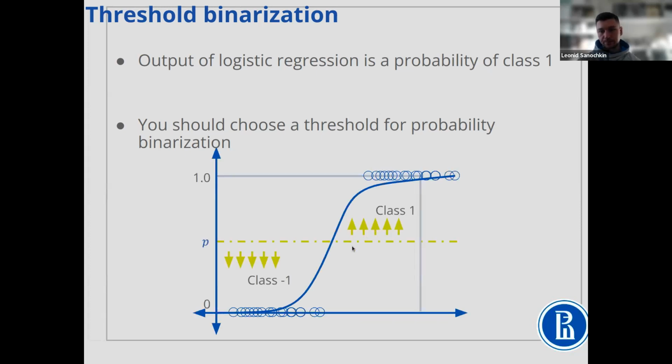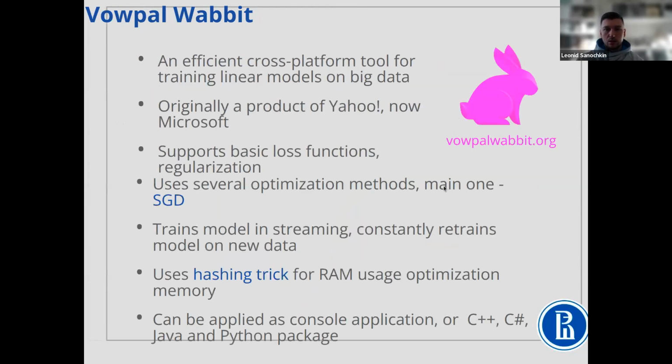And usually the straightforward choice for this value is just 0.5, but if you have a good validation set, then you can try to come up with some other values for this threshold parameter, and it can improve your classifier performance. Okay.